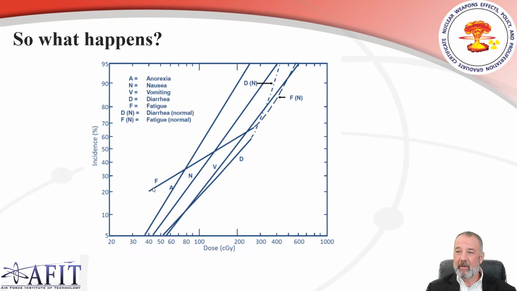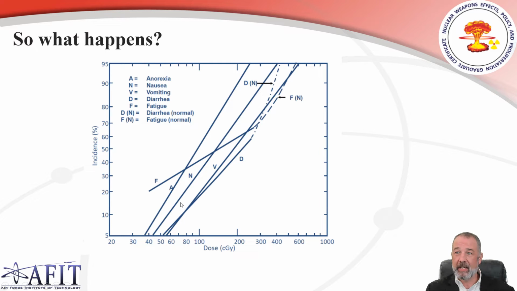What we can see here is that fatigue is the thing that starts to show up at the lowest dose, kind of before we start seeing the anorexia line. So if we discount that line, fatigue is the first thing we'll see in terms of dose, and we see it at pretty high incidence. About 20% of people exposed to about 40 rads will start to exhibit fatigue symptoms. That keeps increasing up until about 300 rads, and then it increases dramatically.